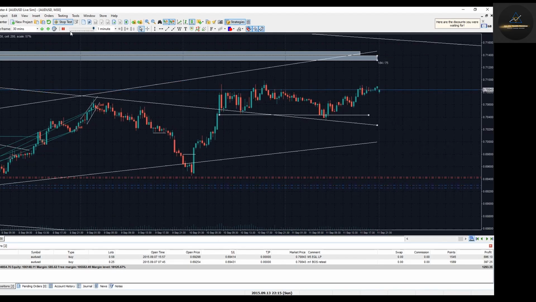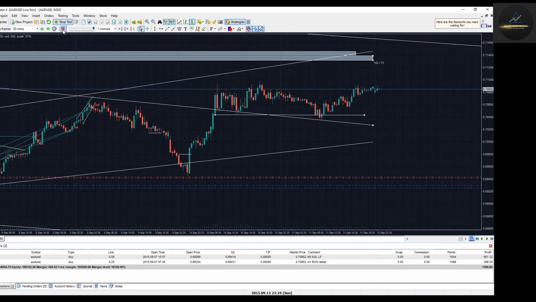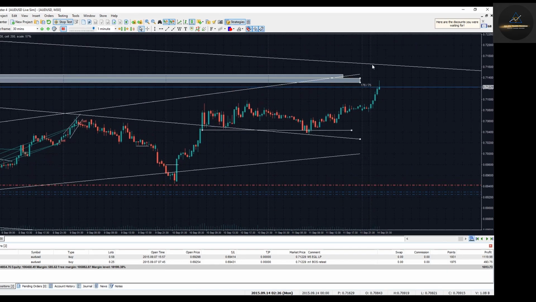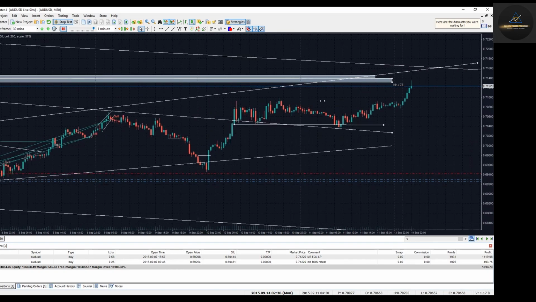Let's speed this up. It's the 14th of September. So now this point of interest, I'm not happy with it. Why? Because it's inside the pattern.